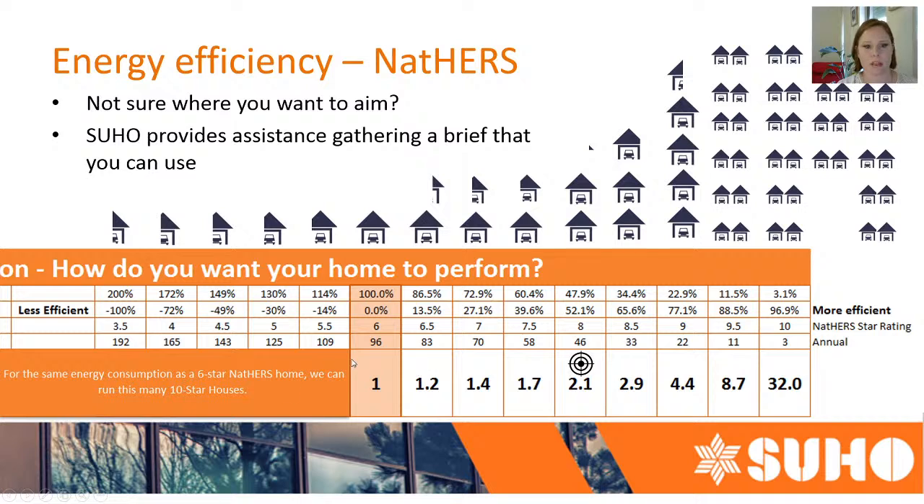how many buildings you could essentially build for the equivalent performance of that 6-star house. So if the annual heating and cooling of the 6-star house is, say, 96, whereas a 10-star house is 3, if you do the maths, then effectively you could, for the same performance of a 6-star house, build 32 10-star houses to create the same energy.